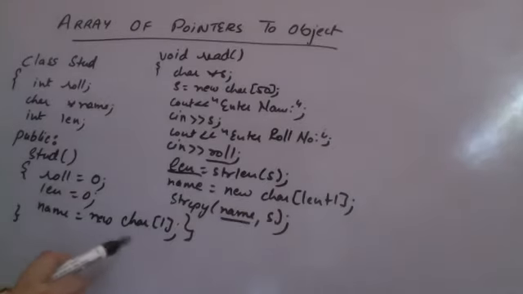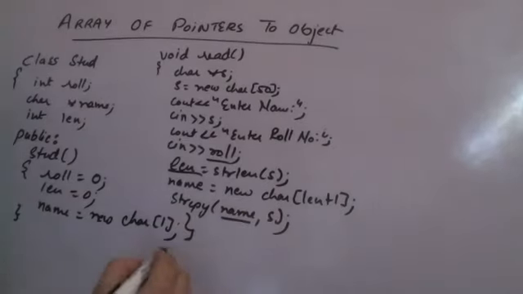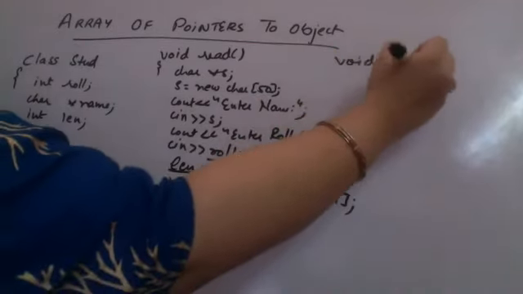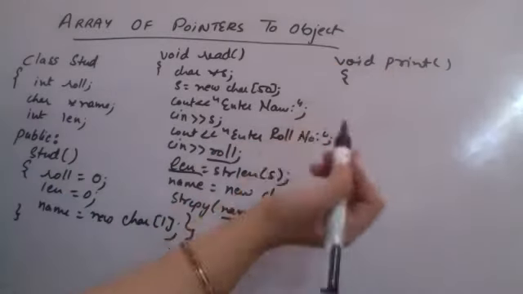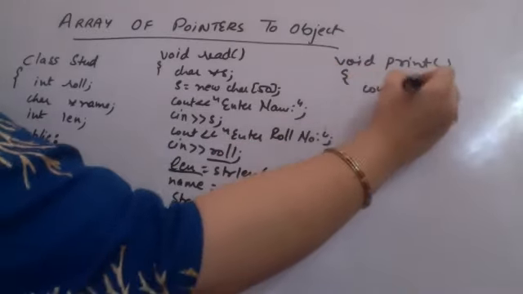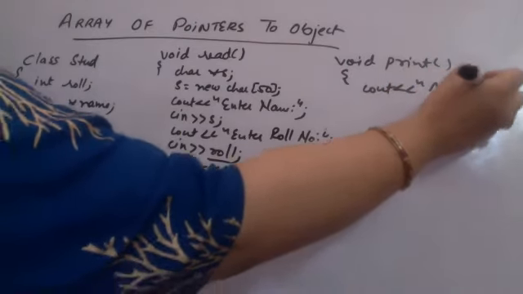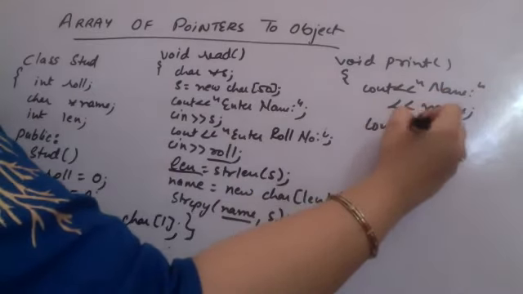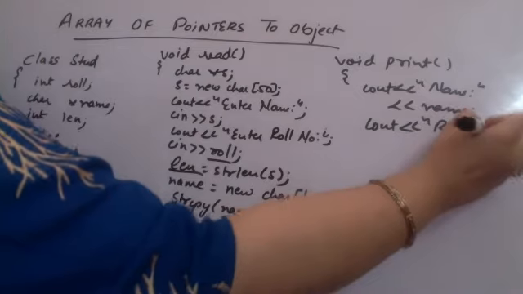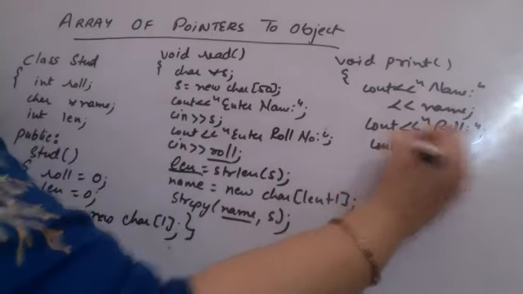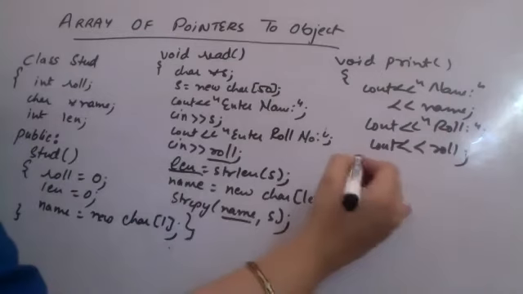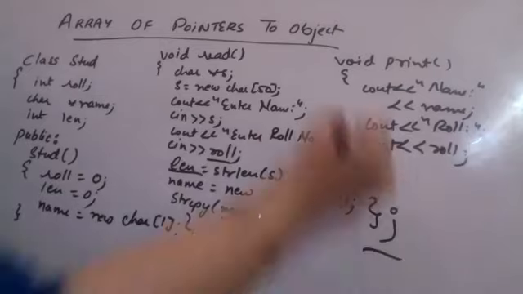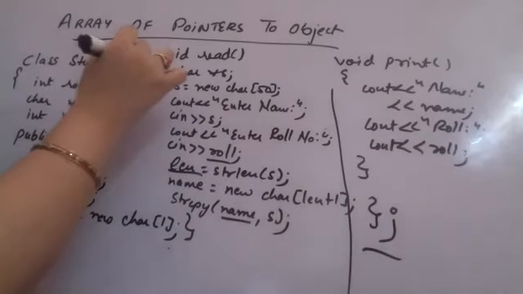Now if I want to print the same, I can have void print, and within this print I can have cout name, and I can print the name. Then I can have roll number, and I can print the roll number and whatever else you want to print, and the function ends, class ends. So I am ending my class here, right? Ending my class here.